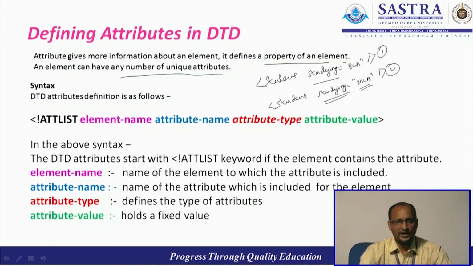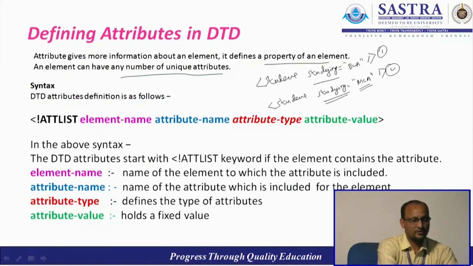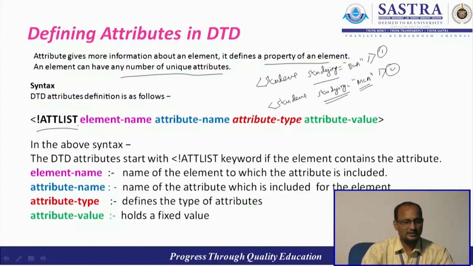How can we define an attribute using document type definition? Look at this. This is the keyword ATTLIST. It should start with an opening angle bracket followed by an exclamation symbol, then ATTLIST. ATTLIST is a keyword and should be given in capital letters, all characters in uppercase. Space, then the element name should be given. Space, then the attributes we would like to add for the element can be given here.